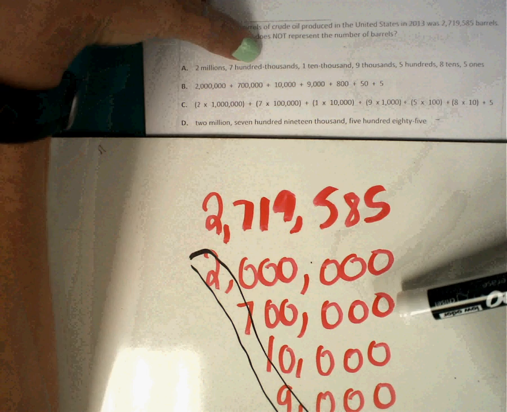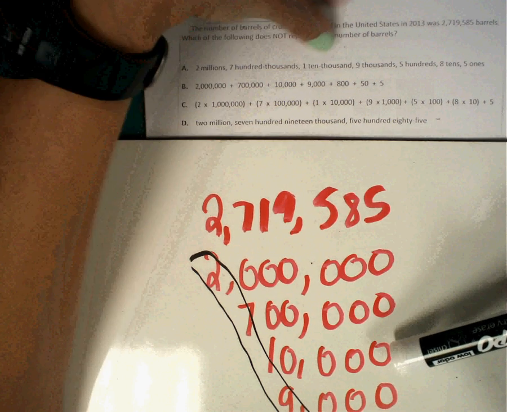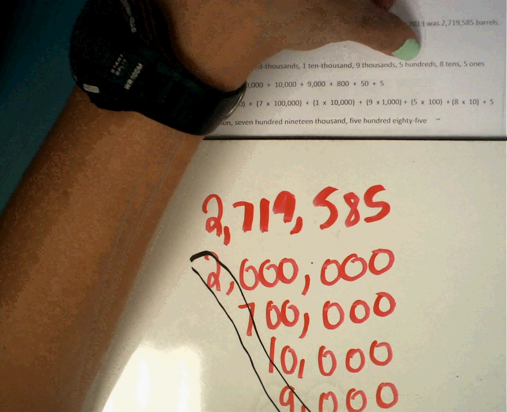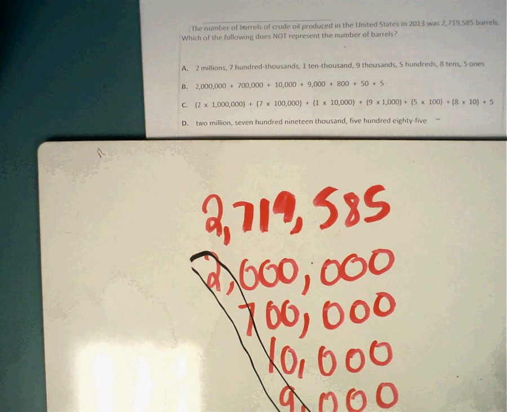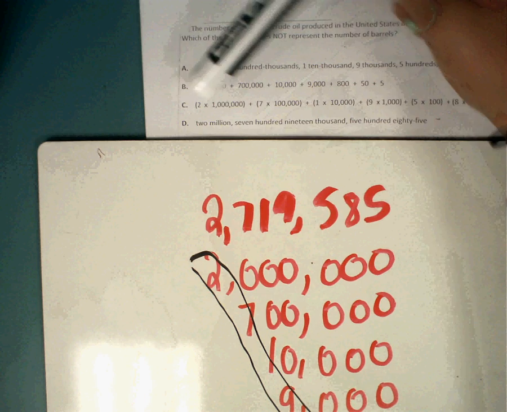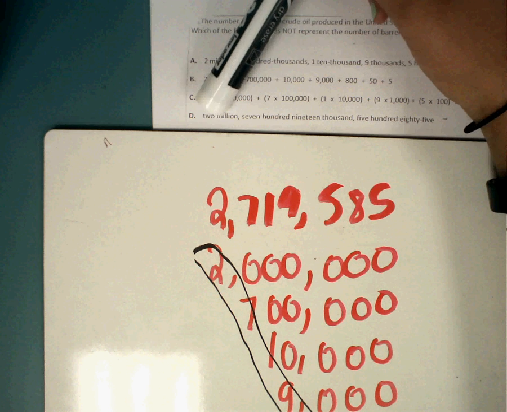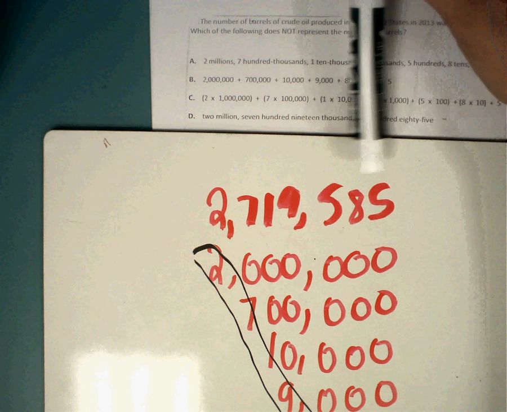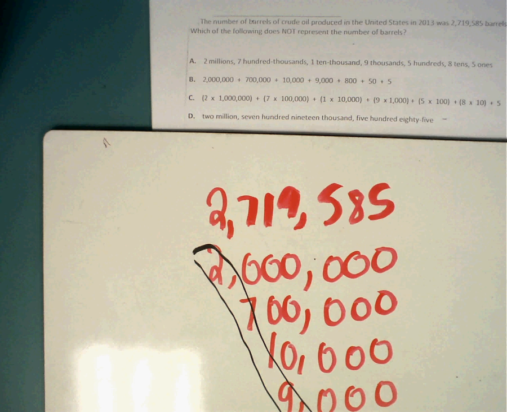Do I have 700,000? Yes. Do I have 10,000? Yes. Do I have 9,000s? Yes. Do I have 5 hundreds? Yes. Do I have 8 tens? Yes. And do I have 5 ones? Yes. And then let's see if this is an accurate representation of the word form real quick. 2 million, 719,000, 585. Yep, so B does not represent it, right? Because we were looking for the one that was not a good representation of that number.